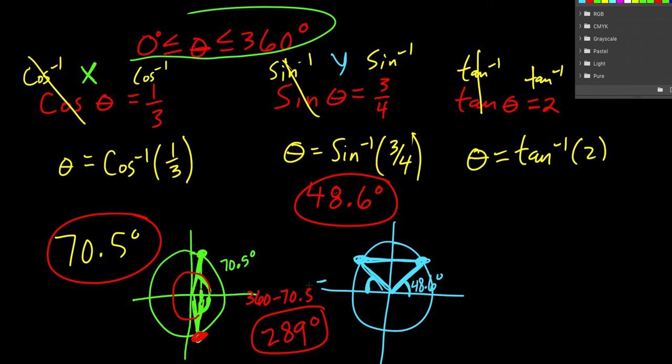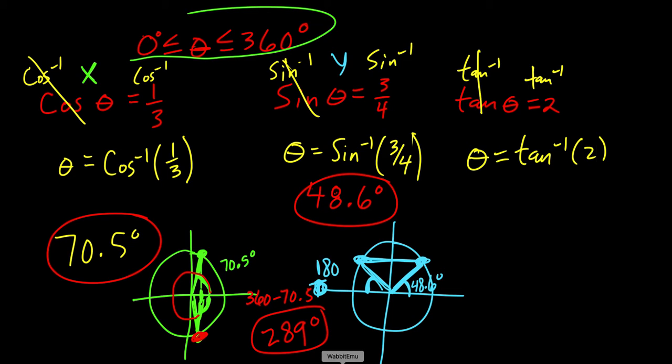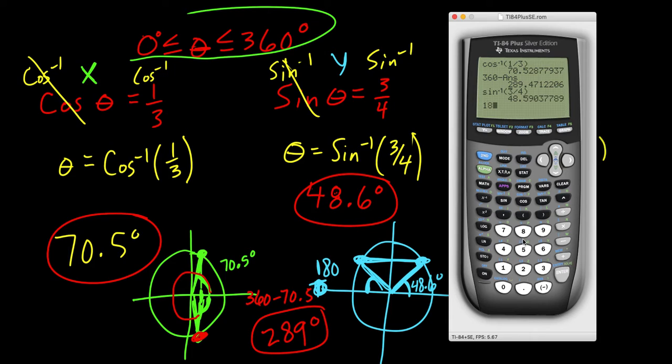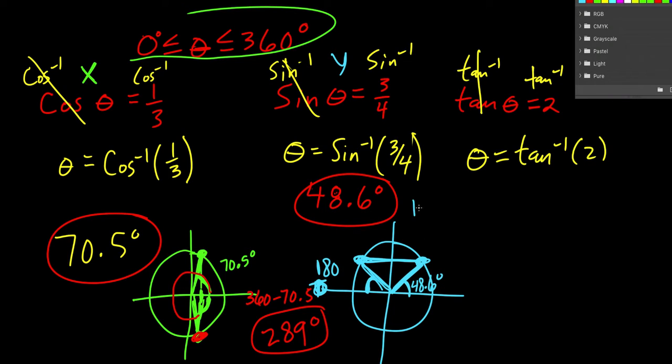And so what we want to do is take 180 minus 48.6. And so we go to our calculator. 180 minus our previous answer, and that gave us 131. Okay, so once again we get two answers.